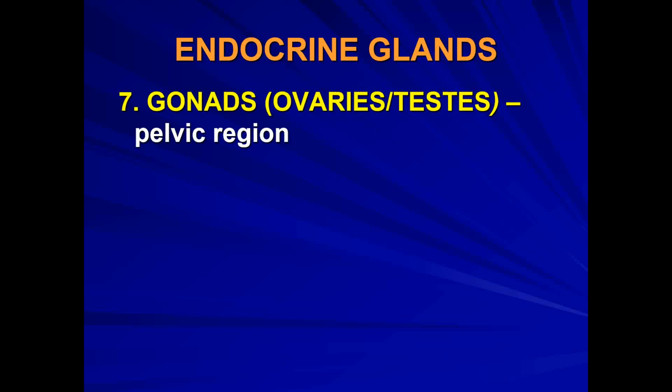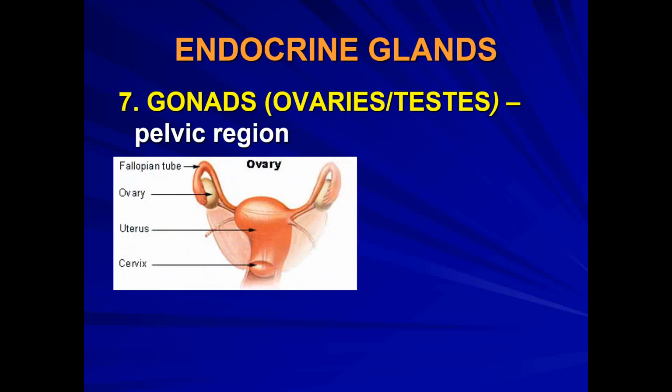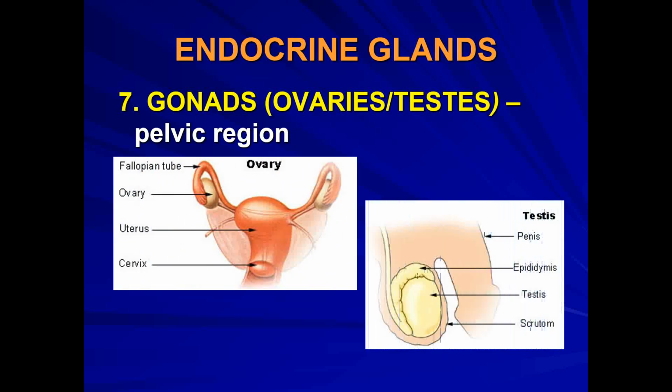And then the last hormones of interest are from the gonads. The gonads, once again, are your reproductive organs, ovaries in female and testes in male, located in the pelvic region, internal to the abdomen, or external in the scrotal area, depending on if we're talking female anatomy or male anatomy.